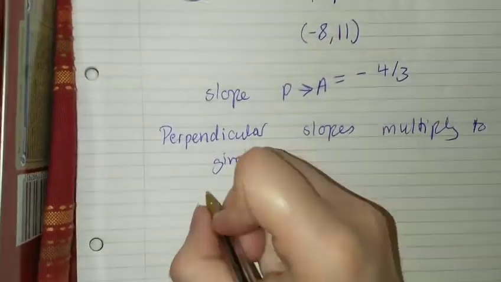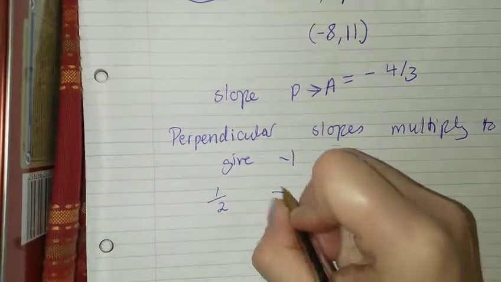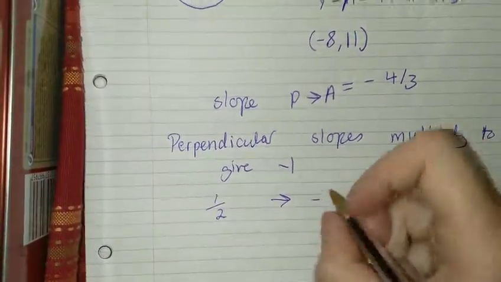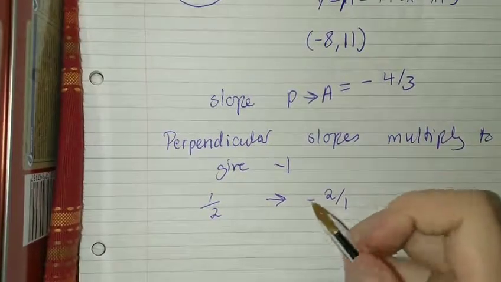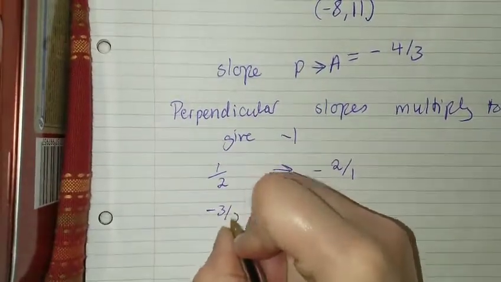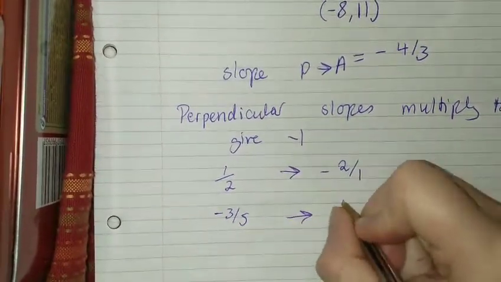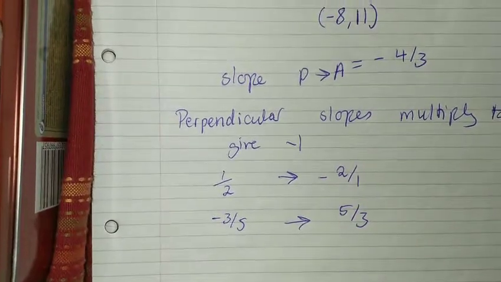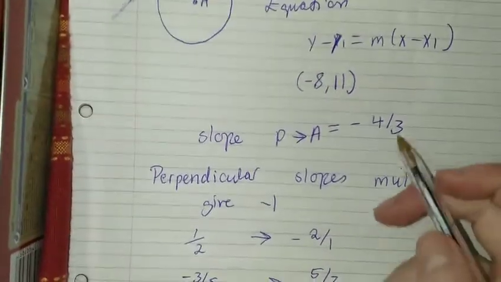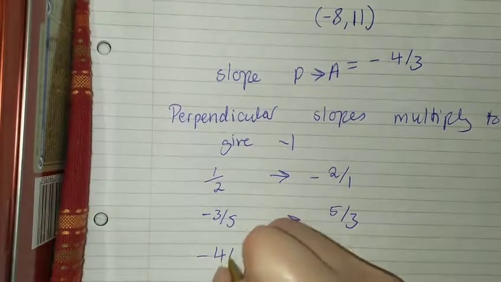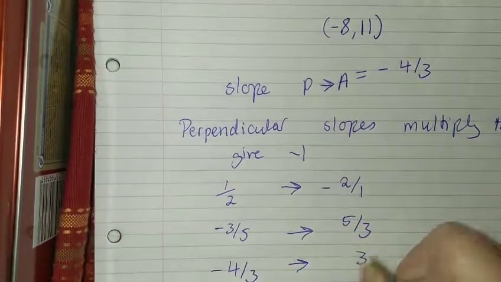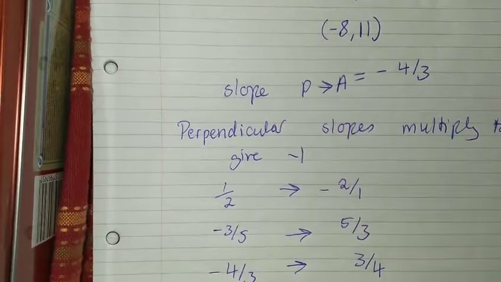So say if I had a half, the perpendicular slope would be, we flip it upside down, so it would be -2/1, and we change the sign. If I had -3/5, my perpendicular would be 5/3. So we flip it and we change the sign. So if I have -4/3, I flip it, which becomes 3/4, and we change the sign so it becomes positive.